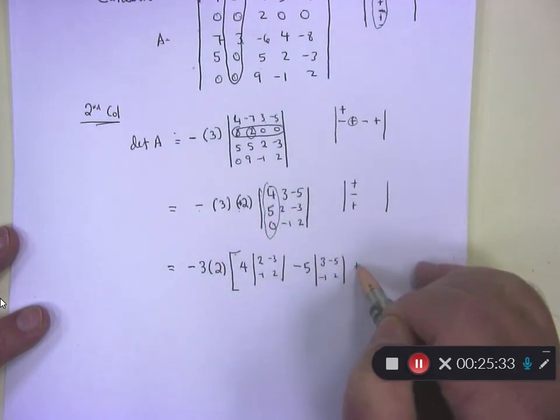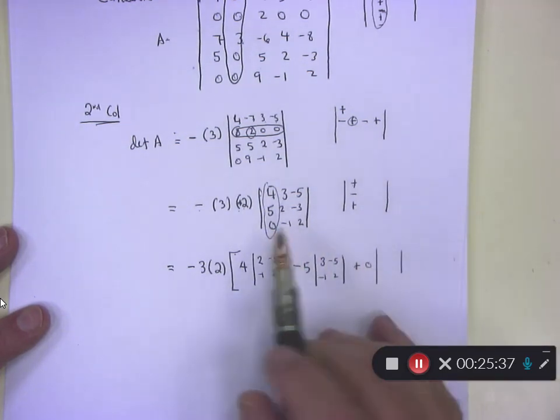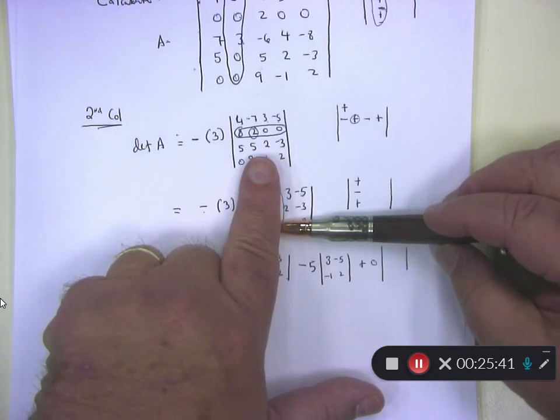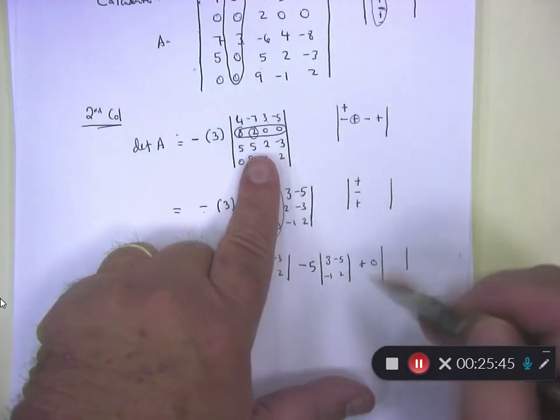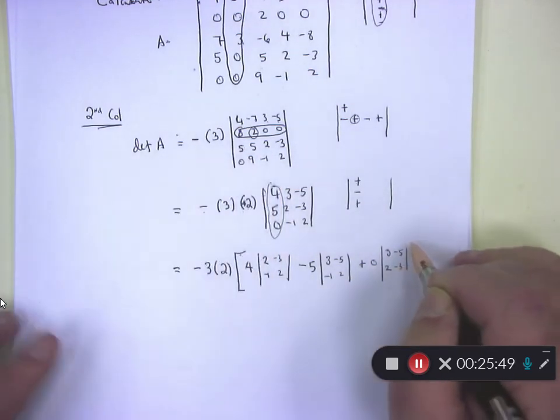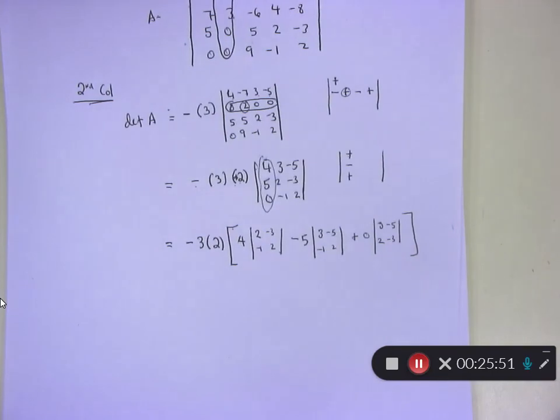And then it's going to be back to plus. Then this guy is going to be 0 times, and this is just practice on the minor matrix down there, minors. The 3, negative 5, 2, negative 3. Does that make sense? I mean, it's just tedious.